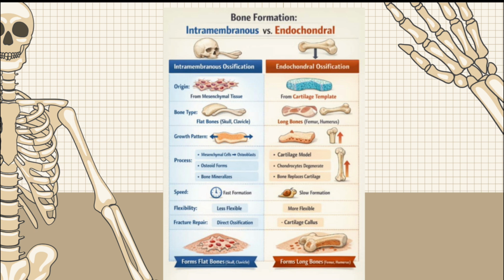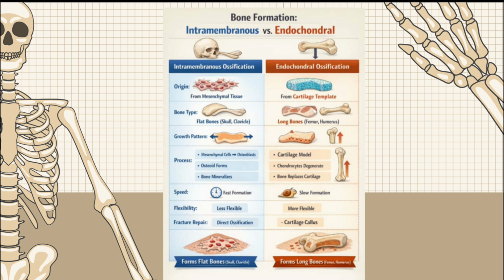When it comes to process, intramembranous works like this. Mesenchymal cells turn into osteoblasts, osteoid forms, and then the bone mineralizes. Endochondral works differently. A cartilage model is created first, the chondrocytes degenerate, and then bone replaces the cartilage. In terms of speed, intramembranous is actually faster, while endochondral is slower because it has more steps.